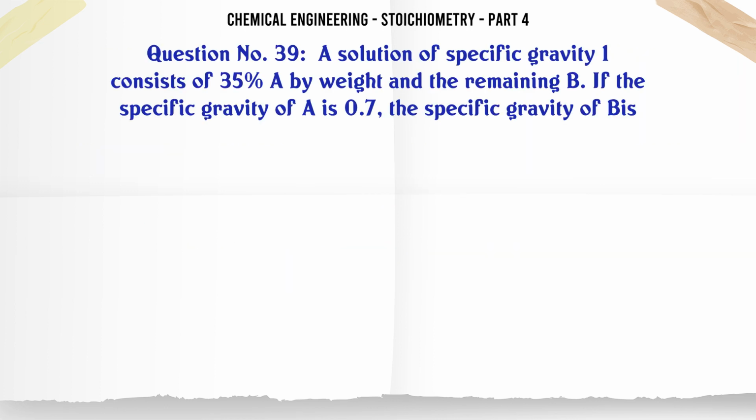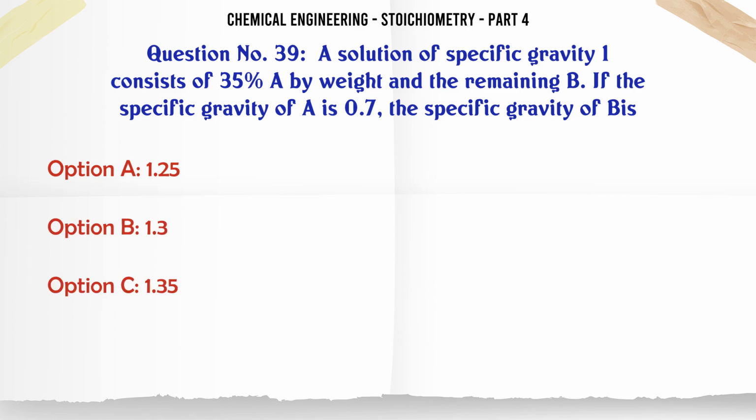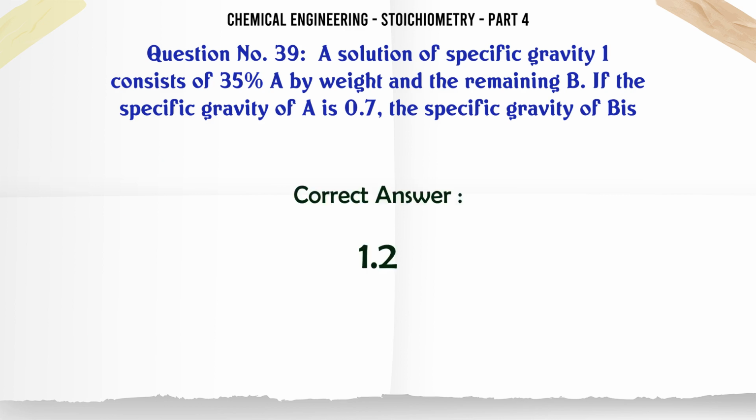A solution of specific gravity 1 consists of 35% A by weight and the remaining B. If the specific gravity of A is 0.7, the specific gravity of B is A 1.25, B 1.3, C 1.35, D 1.2. The correct answer is 1.2.